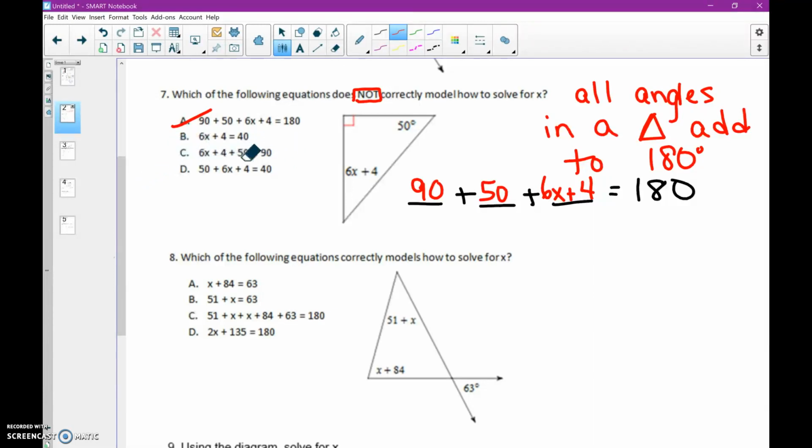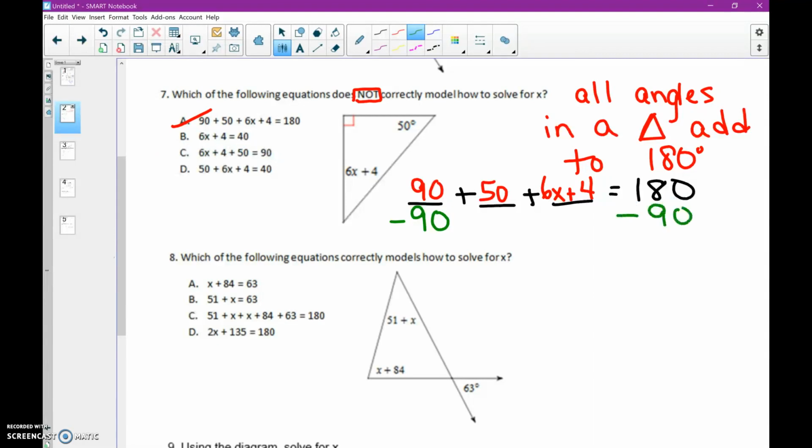Let's look at option C. It says 6x plus 4 plus 50 equals 90. Well, right now I've got 6x plus 4 plus 50 plus 90 on this side. Well, how can I get it so it's just 6x plus 4 plus 50? I could move the 90 to the other side. Let's see if it ends up looking like that when I do.